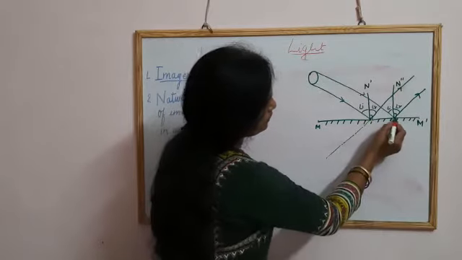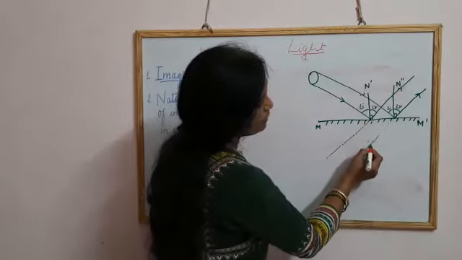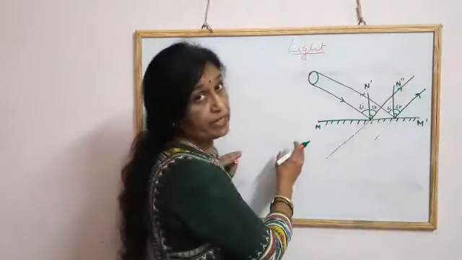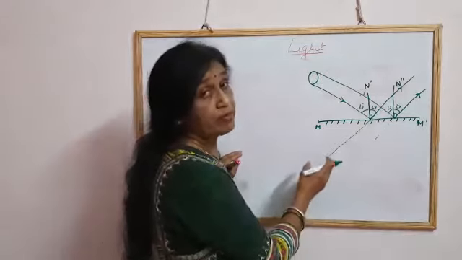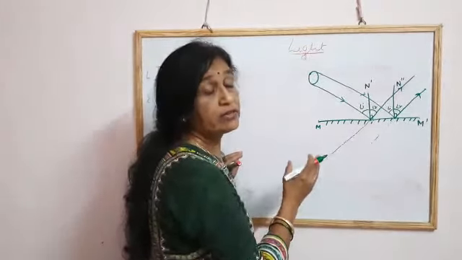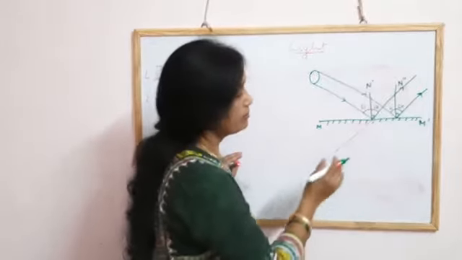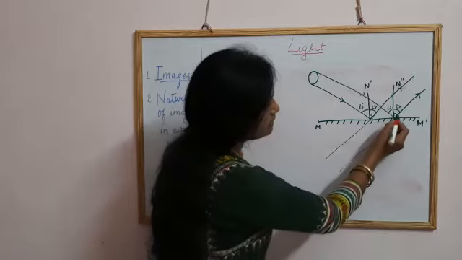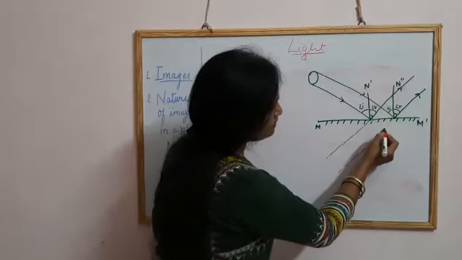It's always a virtual image. That is, it cannot be obtained on a screen. In case of a plane mirror, and I've given you an example, a plane mirror always forms a virtual image, but somewhere inside it seems that the image is somewhere inside the mirror. Okay, so we have to extend these two reflected rays in the backward direction, right?